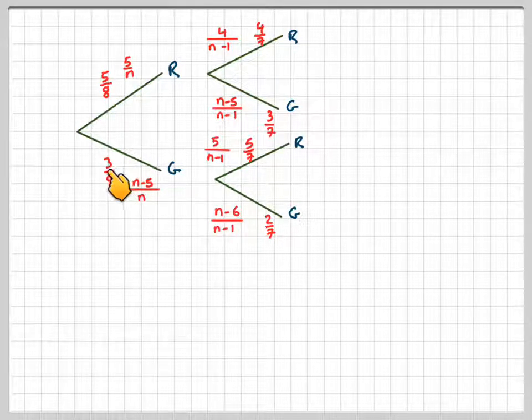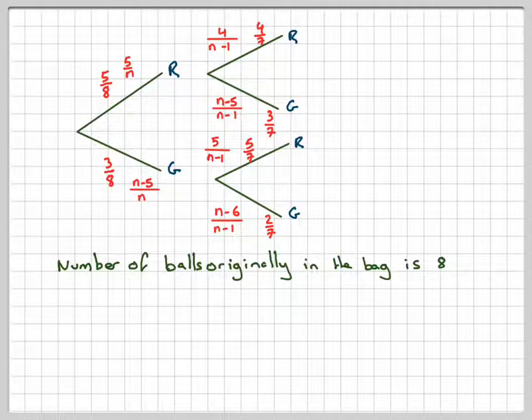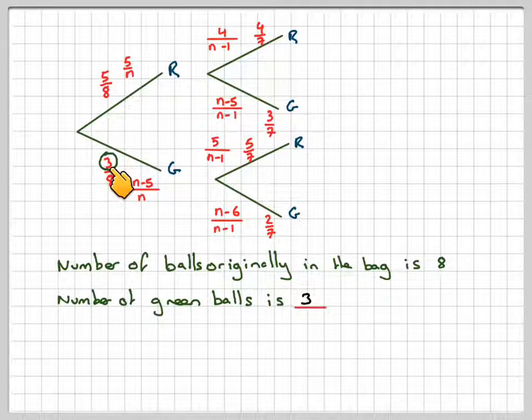We're interested in this one, the number of green balls in the bag originally, which was 3. Okay, and the number of green balls is going to be this one, which is 3. So there were 8 balls altogether, but 3 of them were green.